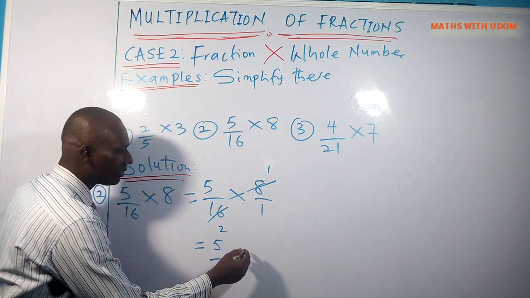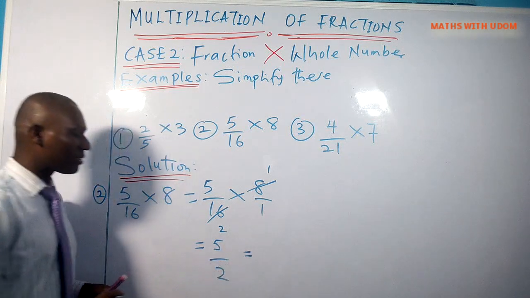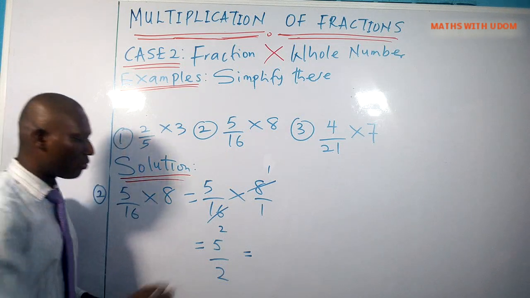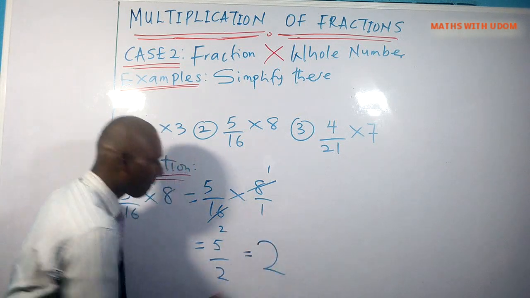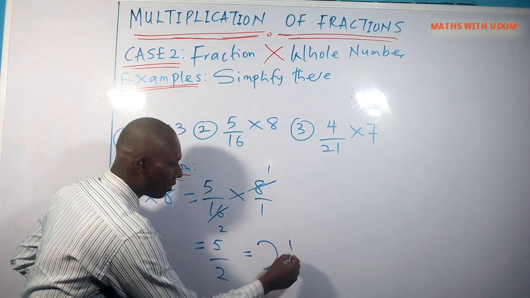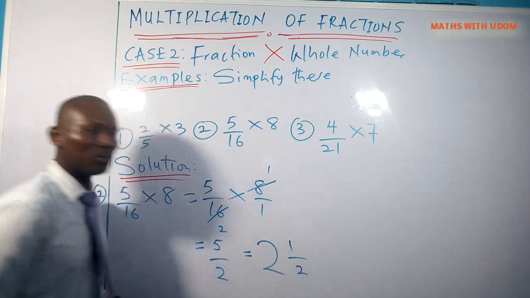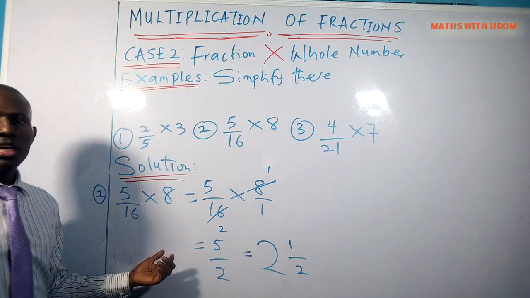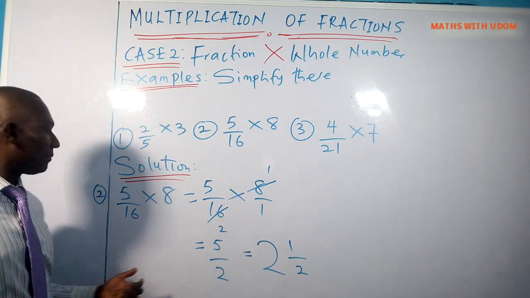So our final answer will now be, how many times can 2 go in 5? It can go in 2 times. So we have 2 whole number, remember 1 over our denominator 2. Okay, so that is the solution for number 2. Let's move to number 3 now.